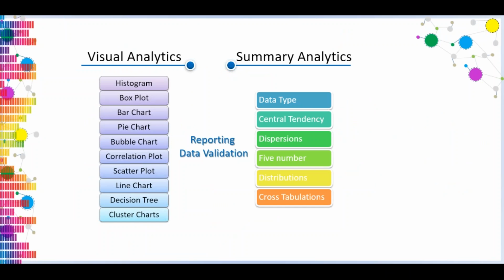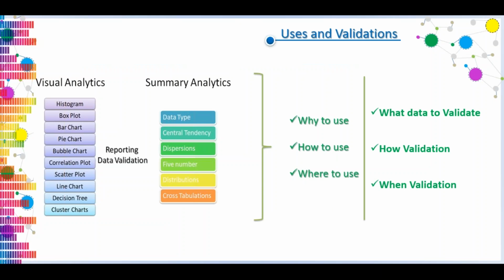As I said in the very first slide, visualization and summarization. During visualization, you are going to learn histogram and box plot. These are different graphical representations of the data. These are techniques we are going to discuss. During summarization, we are going to discuss different data types, central tendency, dispersion, pie chart analysis, distribution, cross tabulations. These are different summarization techniques. Why this? What are the uses and validations of these techniques?